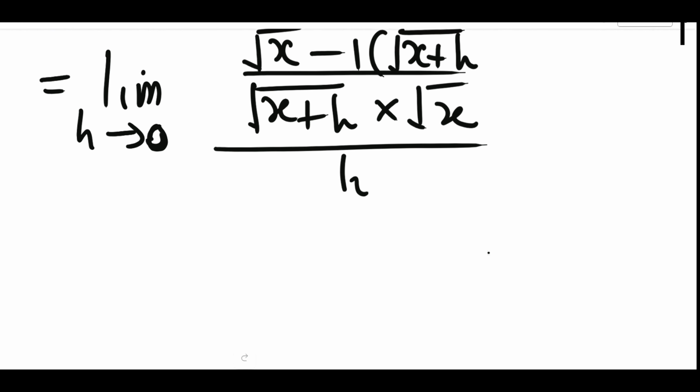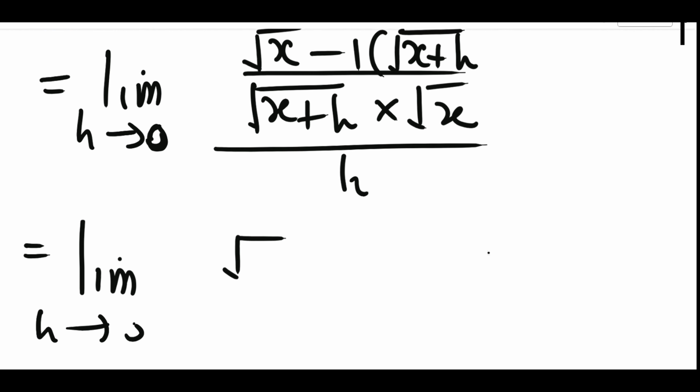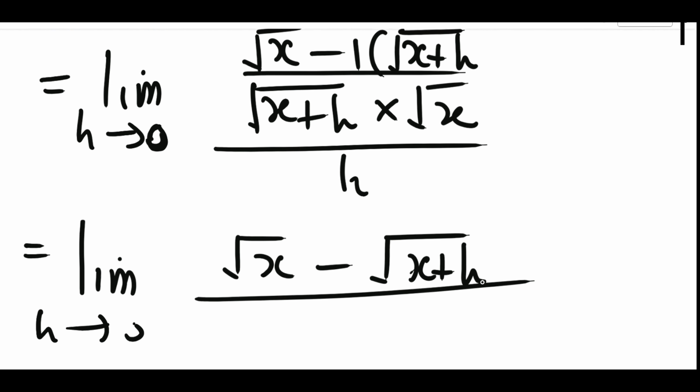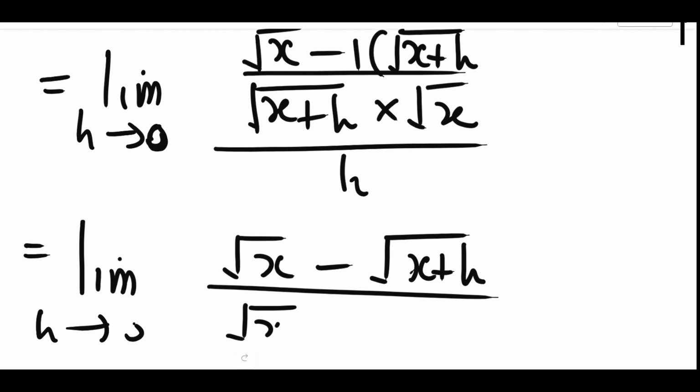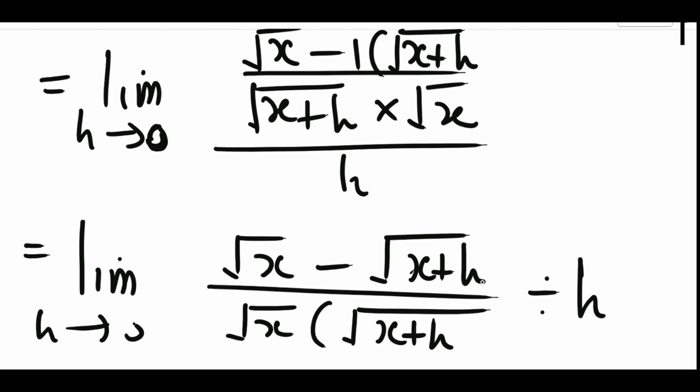Alright, so we continue to simplify. We'll be getting the limit as h approaches 0. Let's just work on the numerator. In the numerator, we are going to get square root of x minus the square root of x plus h. Then the denominator, we are getting square root of x multiplying square root of x plus h. Then we divide everything by h.